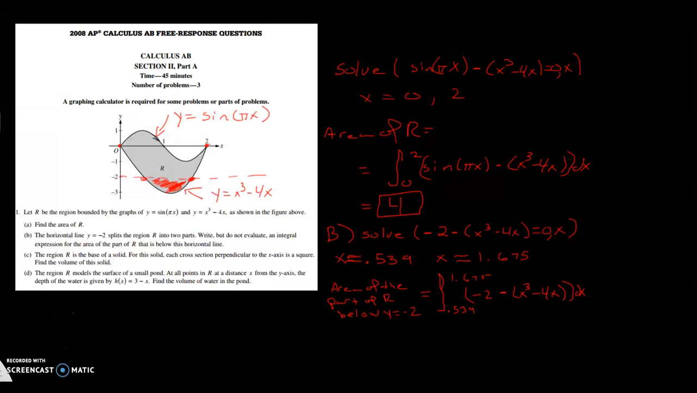Okay, part C says the region R is the base of a solid. For this solid, each cross-section perpendicular to the x-axis is a square. Find the volume of this solid. So the good thing is we already have this function here. And we know it's going to make a square.